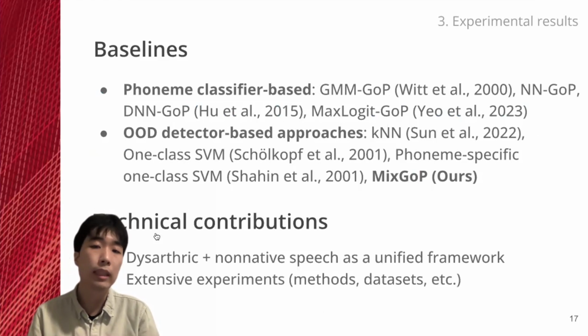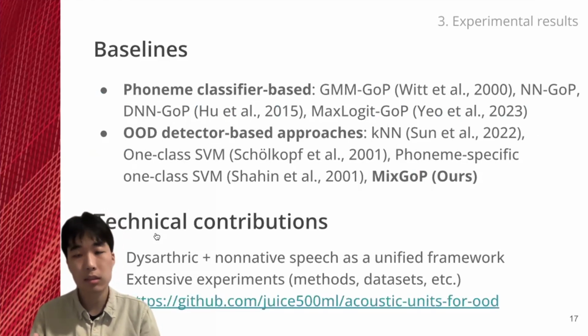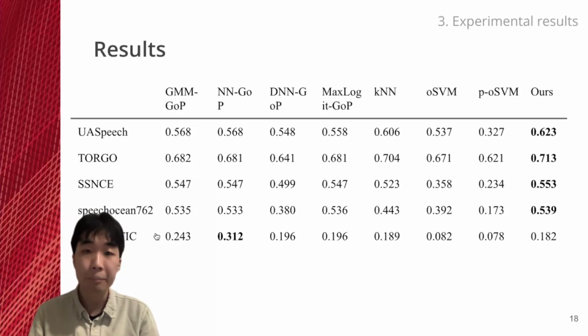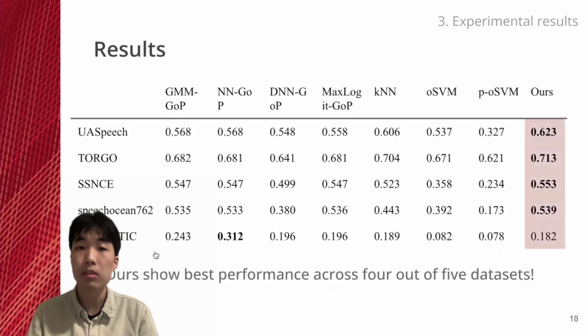Also, we implemented and conducted extensive variations of experiments, also newly releasing some of the TextGrids for the data sets. And our data set and the code base is quite easy to use, so you can check the code here. So let's look at the results. This is our method, the bold one. And our method achieves best performance across 4 out of 5 data sets.